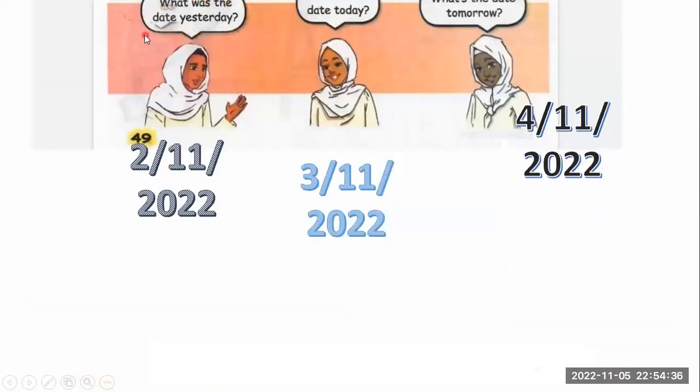Now, what was the date yesterday? Today is the 2nd of November 2022. And what is the date today? The date today is the 3rd of November 2022. And what is the date tomorrow? Tomorrow is the 4th of November 2022.